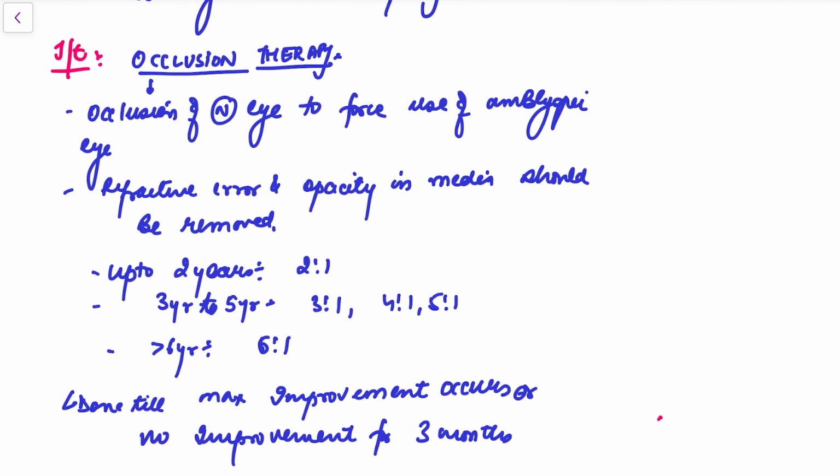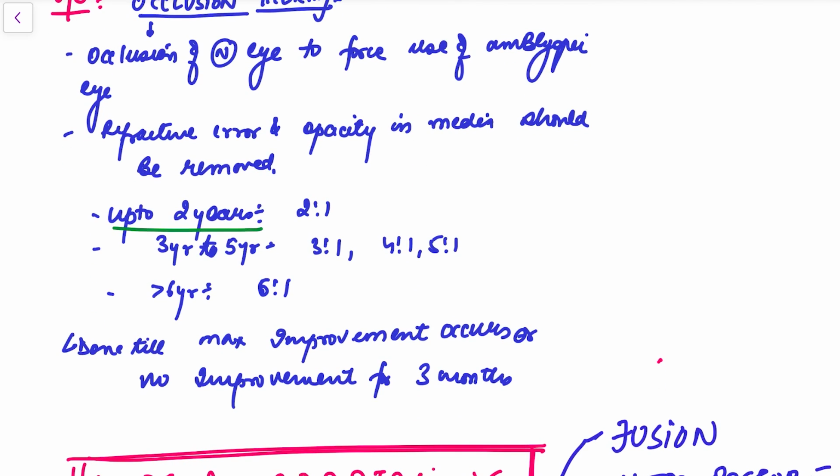But there is some sequence, or a proper method by which occlusion therapy is done. So here, if the age of the patient is up to 2 years, 2:1 occlusion is done. It means the normal eye will be occluded for 2 days and the amblyopic eye is occluded for 1 day.